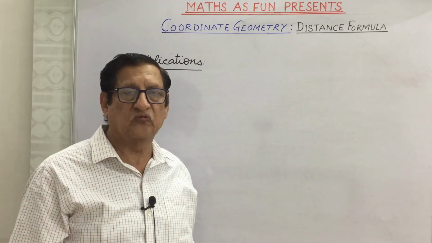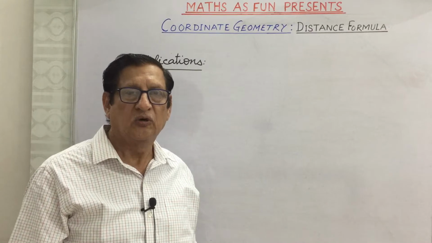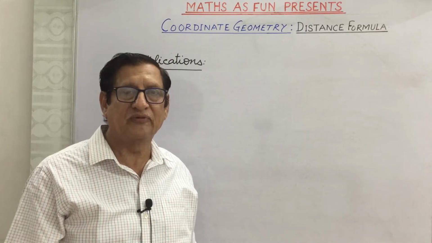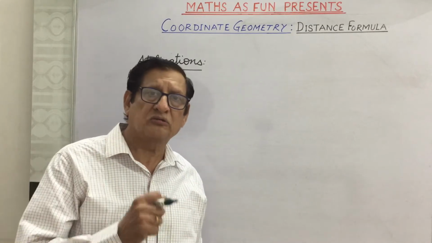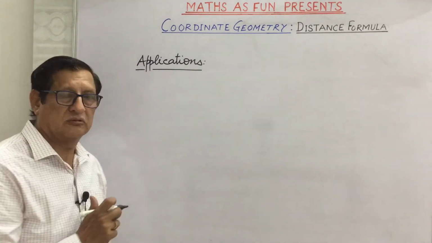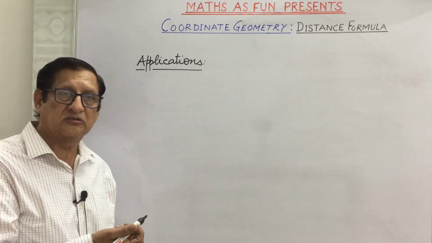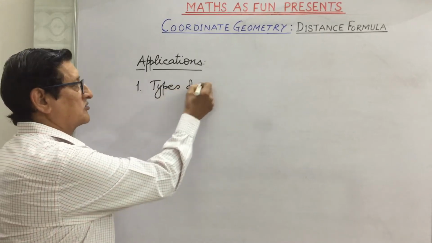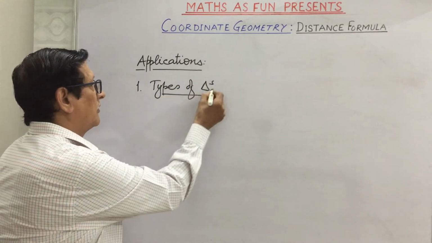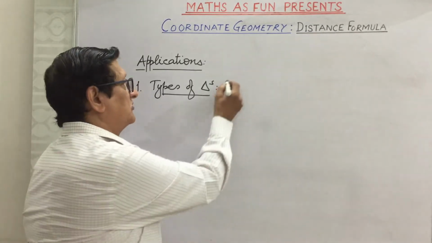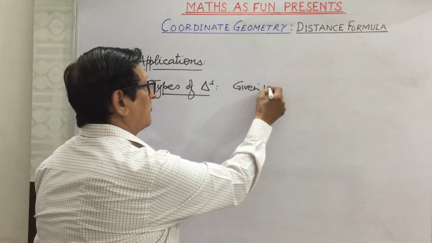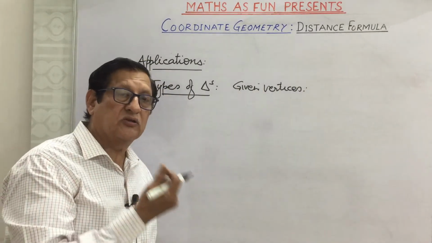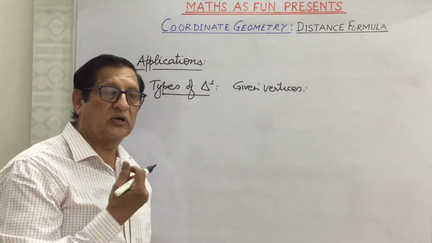Distance formula is used to find out the distance between the 2 points, or we can say to find out the length of the line segment joining two given points. But we can also have different applications of this after finding the distances. That is, number one, finding the types of triangles. In case we are given all the vertices, then by finding the length of the sides of the triangle, we can find out what type of triangle it is.